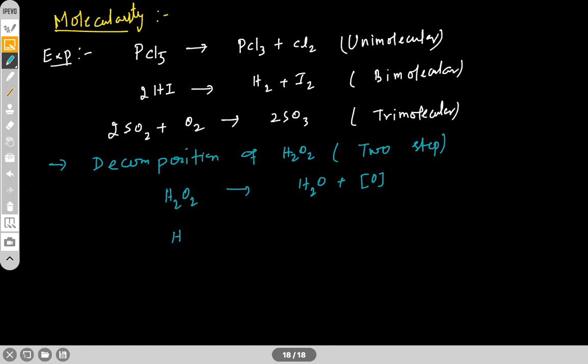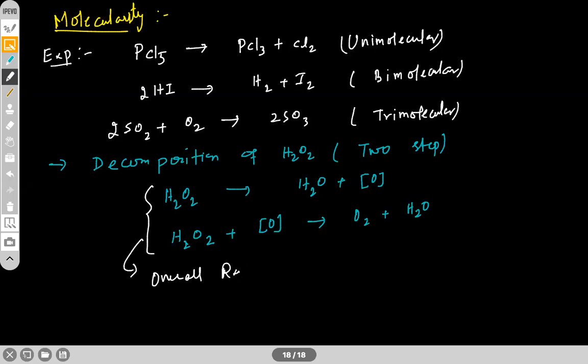Now in the next step, what happens? This H2O2 and this nascent oxygen again combine and form O2 plus H2O. So with these two reactions, we get the overall reaction. The overall reaction we can write in one single step, and that is when we add the two reactions. So 2H2O2 gives 2H2O and O2.